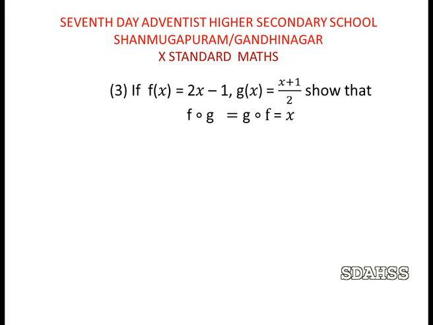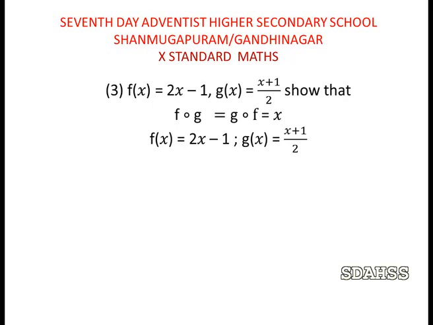Third sum. If f of x is equal to 2x minus 1, g of x is equal to (x plus 1) by 2, show that f dot g equal to g dot f is equal to x. Here two functions are given, f of x and g of x. But you have to verify f dot g equal to g dot f is equal to x.